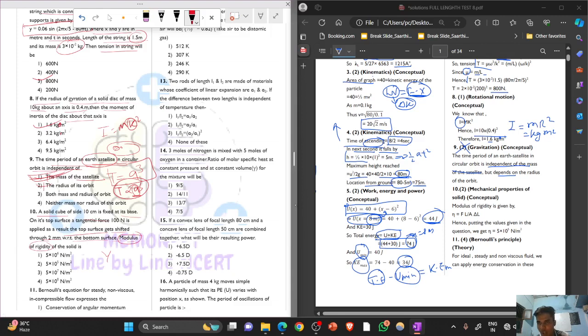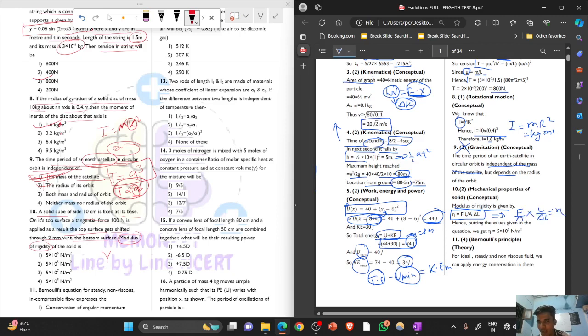So you know the formula. Now moving to the explanation. Modulus of rigidity is given by eta equals force into length upon area into change in length. It's simply stress over strain, force by area into L by delta L. This is your modulus of rigidity.